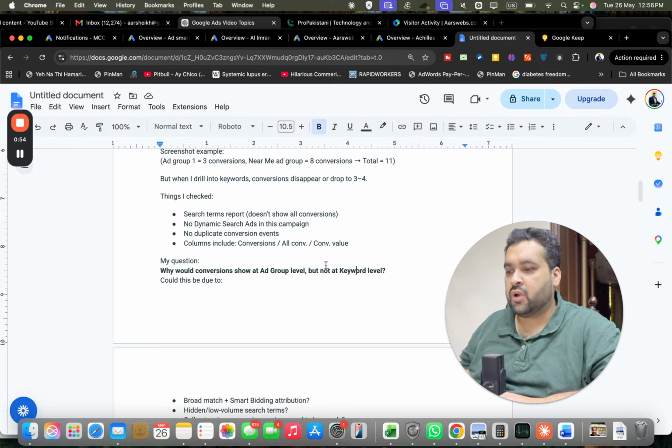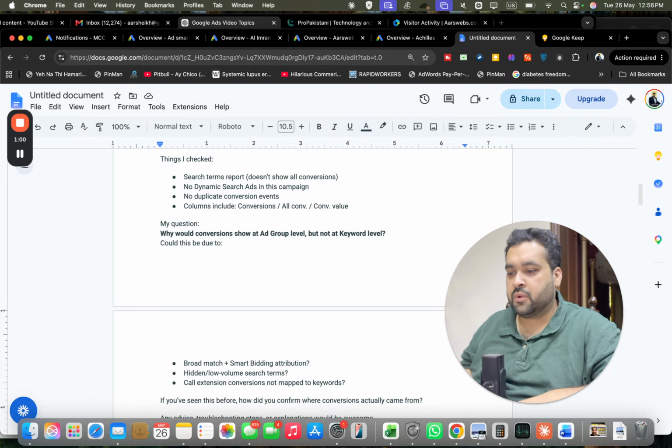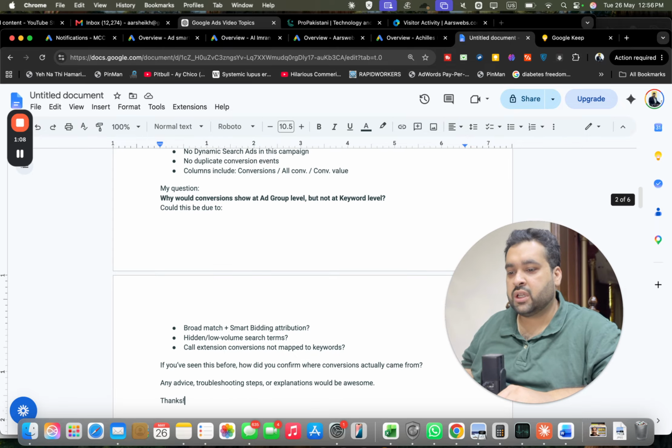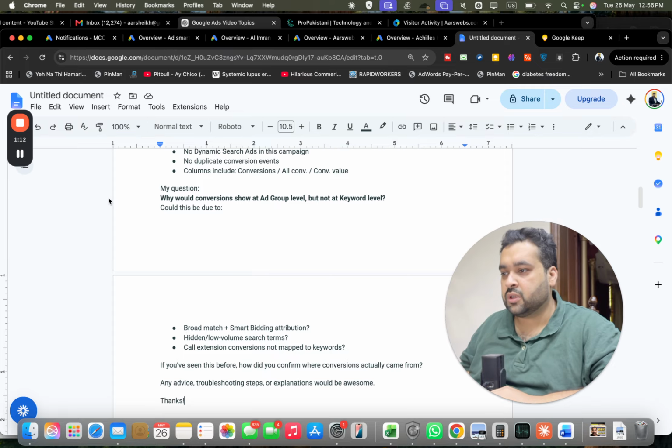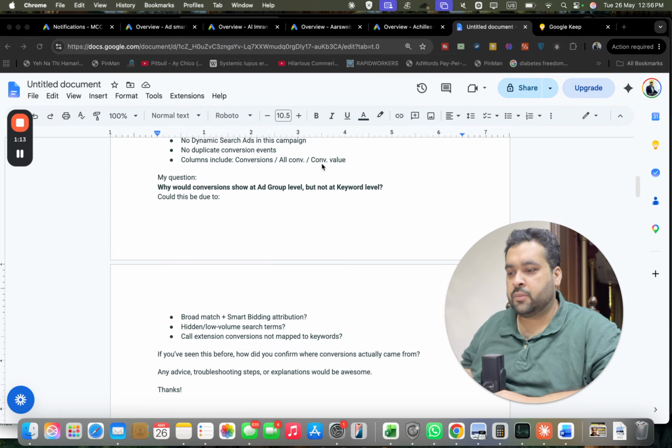My question is, why would conversions show at the ad group level but not at the keyword level? Could this be due to broad match, smart bidding attribution, hidden low search volume terms, or call extension conversions not mapped to keywords? If you have seen this before, how did you confirm where conversions are actually coming from? Any advice, troubleshooting steps, or explanation would be awesome. Thank you. Okay, so I basically got the question.